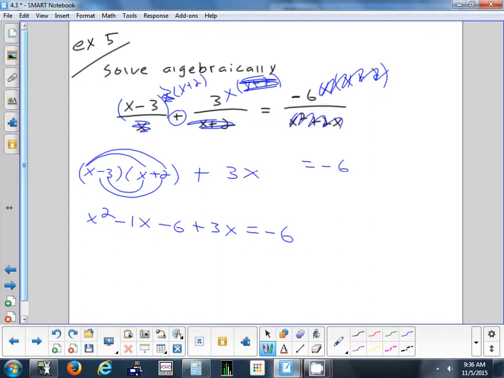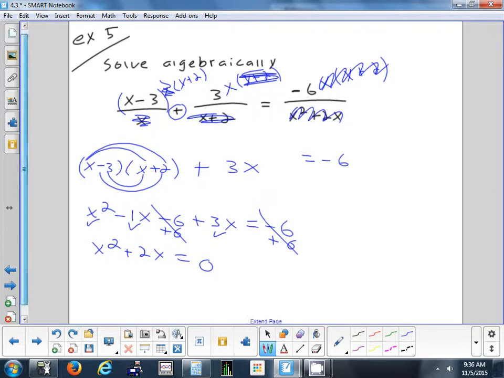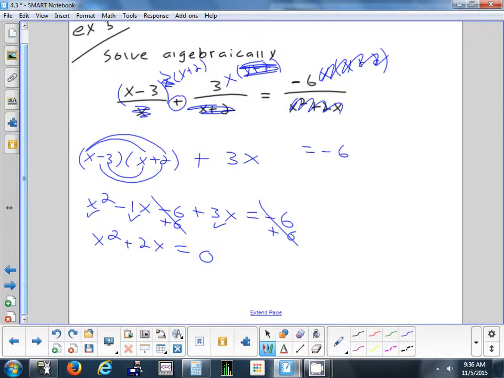Okay, I'm going to combine like terms. Got my x squared. Negative x plus 3 is 2x. And what's going to happen to my negative 6? It's going to cancel out. So now this one's going to be very, very quick to factor. What do these both have in common? x. Just take the x out. And now we're done. We just have to write our two answers.